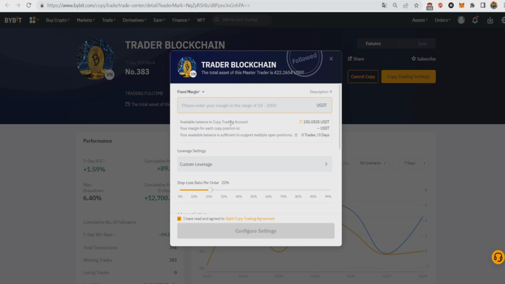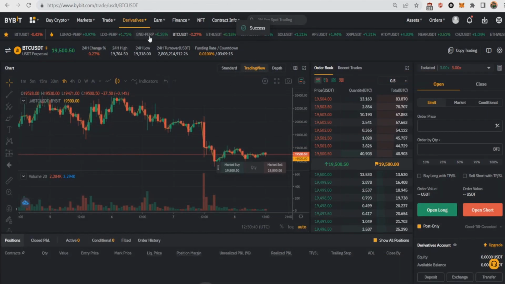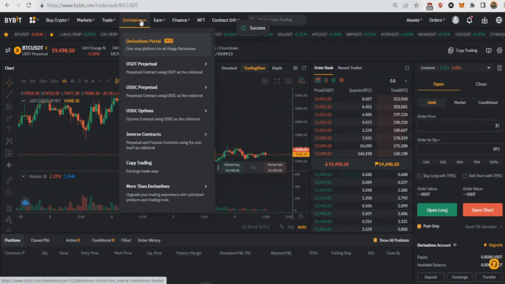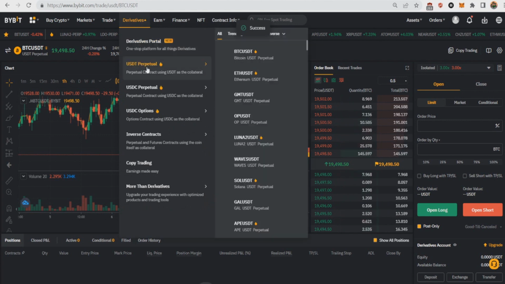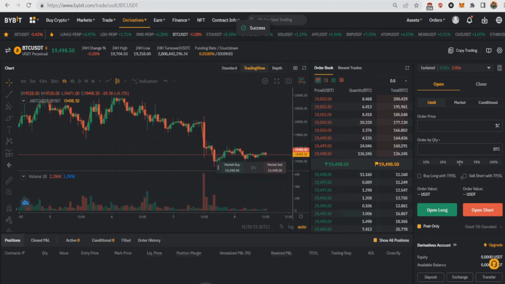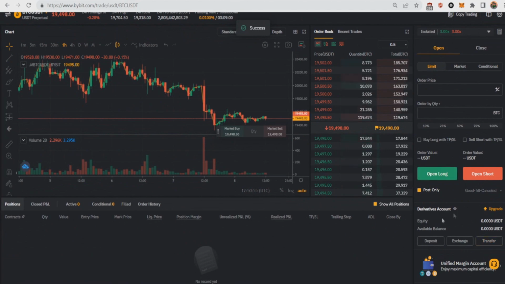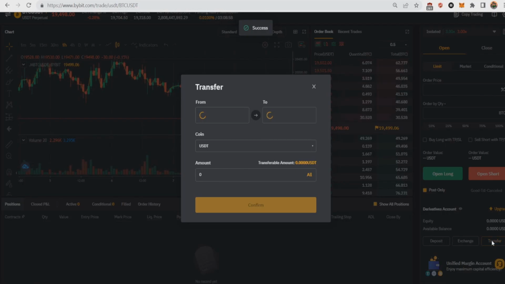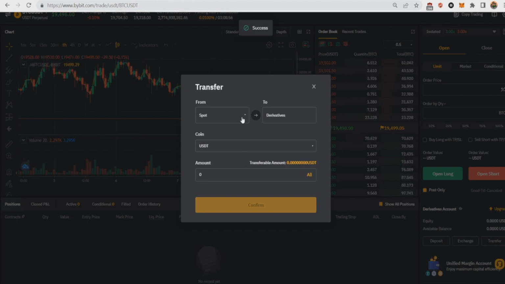The second thing is, how do you actually get money on your copy trading account? It's not as easy as you think, and I'm going to explain it really quick. The first thing you got to do, guys, is go to derivatives. You go to the home screen, then you click on derivatives, USDT perpetual, and then you click on one of these, let's say BTC USDT. Then you get on this screen, and at the bottom you're going to click on transfer. It takes a while to load, and then you can transfer from spot to derivatives.